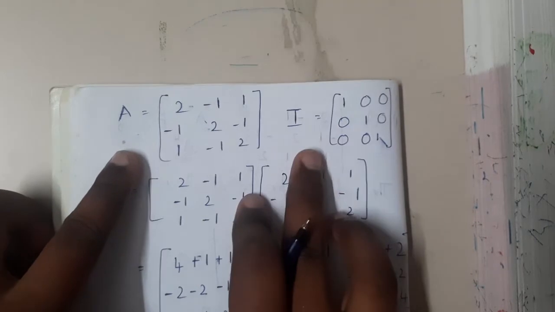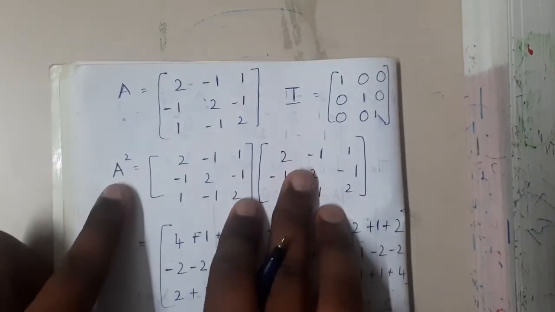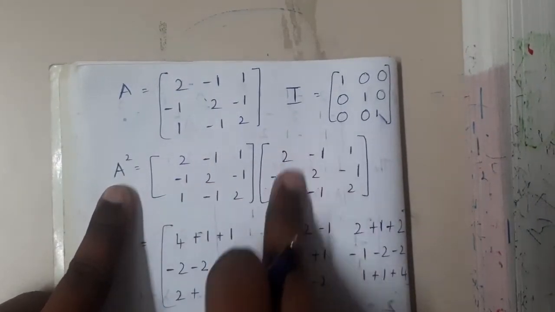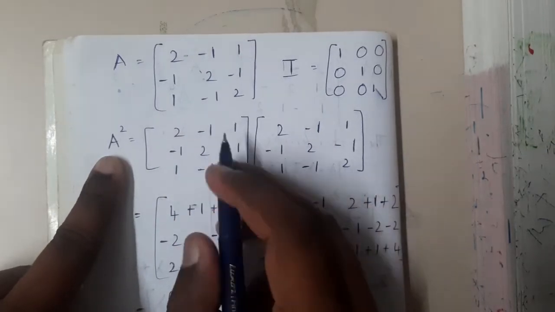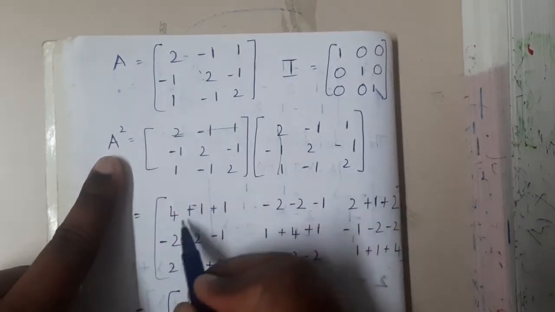Okay. So first we know the A value and we know the I value. So first calculate the A square value, guys. A square is nothing but A into A. So you'll be doing matrix multiplication. I hope everyone knows how, right? So this into this will be your first value.